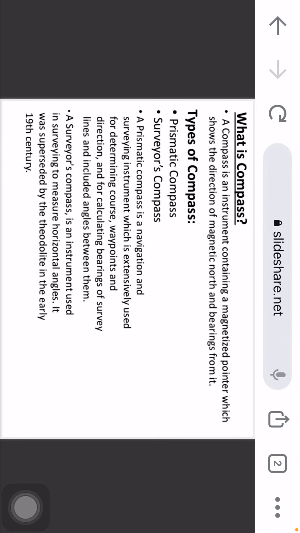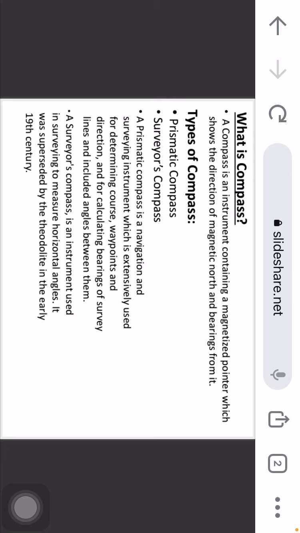Hello everyone. Today we will start with the new module. It is compass surveying. I hope everyone must have seen the compass, which indicates the north, south, east and west poles of the earth. So here in compass surveying we will be using the compass, the instrument which contains the magnetized pointer which shows the directions of magnetic north and bearings from it. The definition of magnetic north and bearings we will study in the next section.